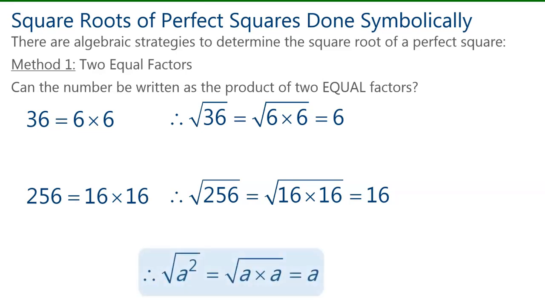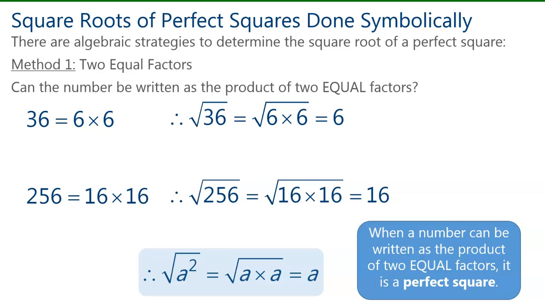In general, the square root of a squared, which is the square root of a times a, is a. When a number can be written as the product of two equal factors, it is a perfect square.